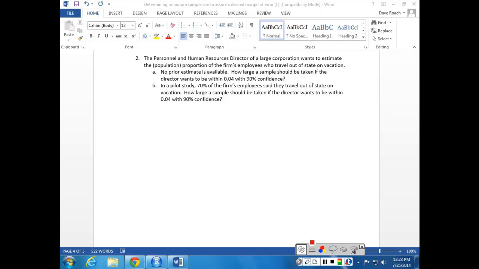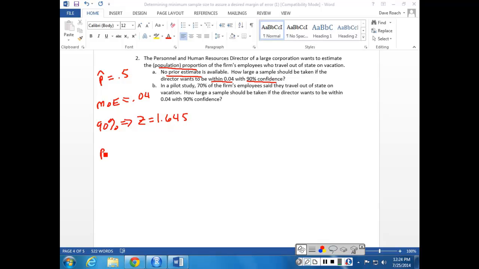Okay, so in problem 2, we're trying to estimate the population proportion. We have no prior estimate, so that means that we're going to use 0.5 for both P and Q. We want to be within 0.04, that's the margin of error, and 90% confidence. So margin of error is equal to 0.04. 90% goes with Z equals 1.645.